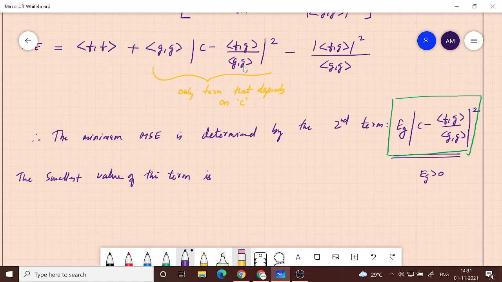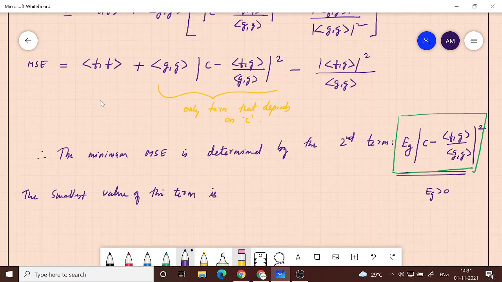No, I am asking a very simple question. We have three terms here for this mean square error. The first and the last term don't depend on C. The second term only depends on C. My question is, what is the smallest value possible for this term, the second term? It's a positive number. It will always be positive, no matter what value of C you take. So what is the smallest possible value for this term?